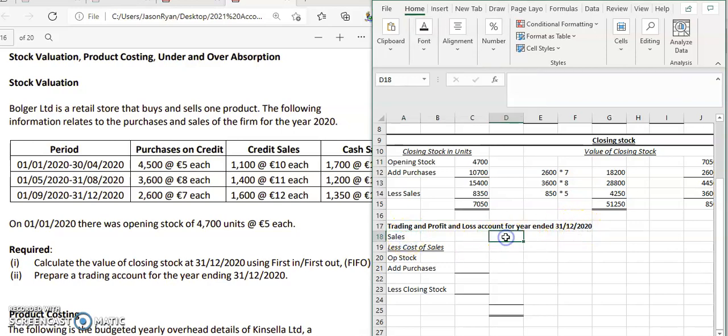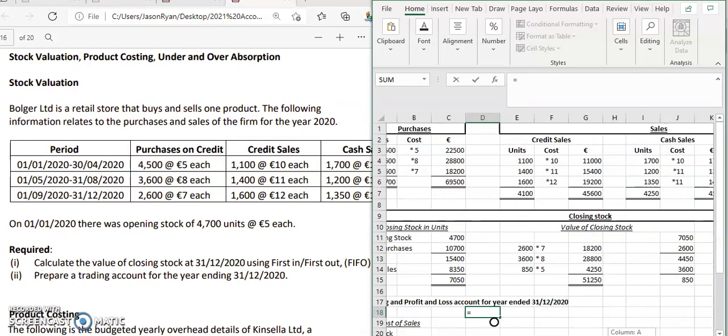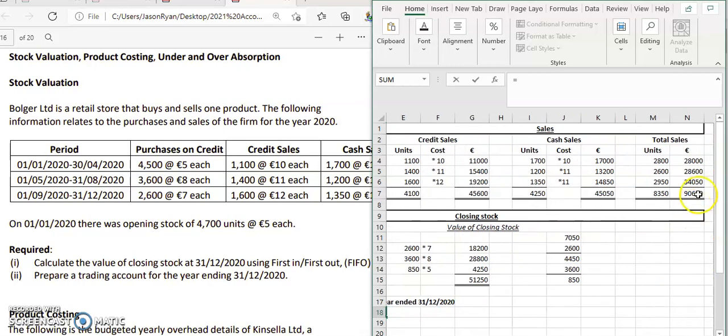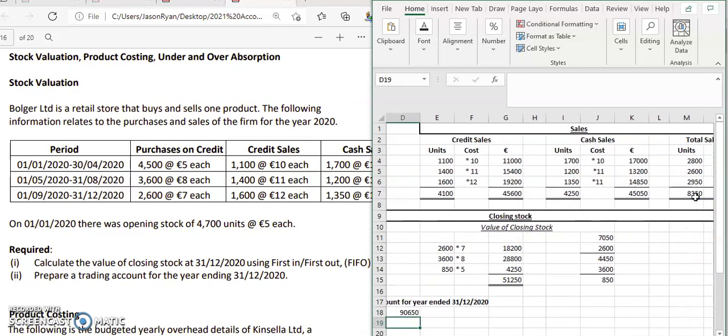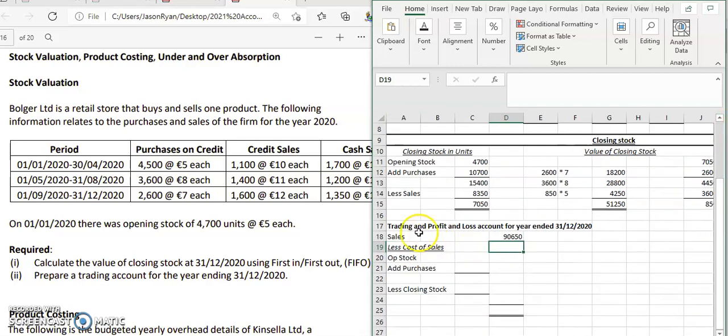Our sales figure ends. So remember, we have our sales already calculated from part one. So you go to part one, go to your total column, and we've 90,650. That's your sales. Remember, your trading account is your sales.